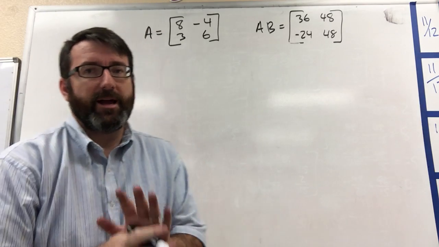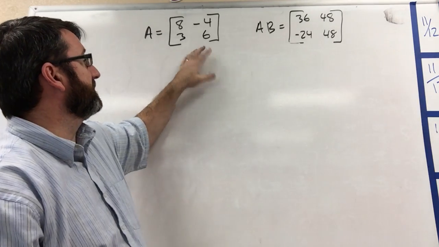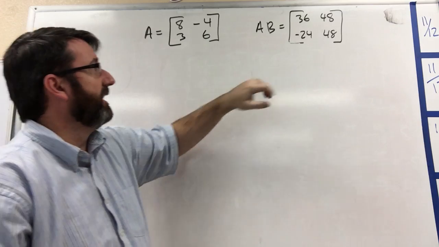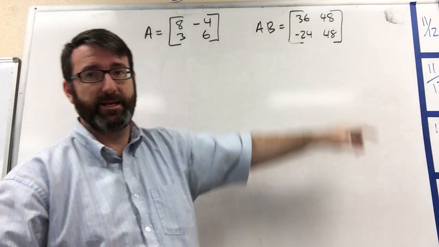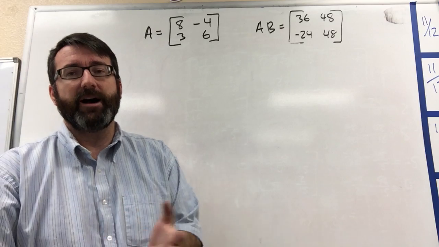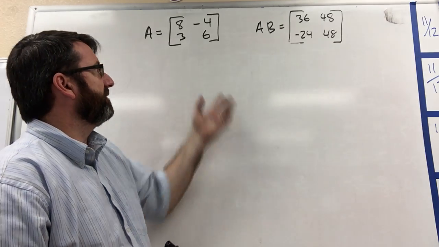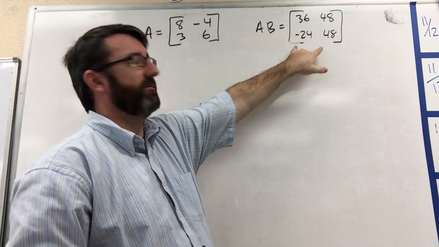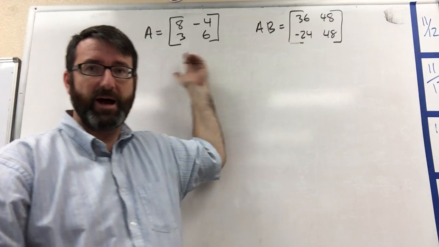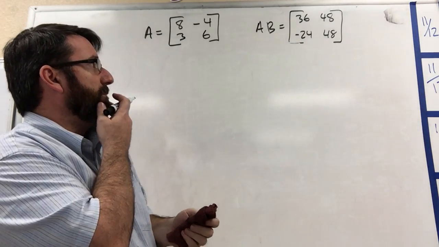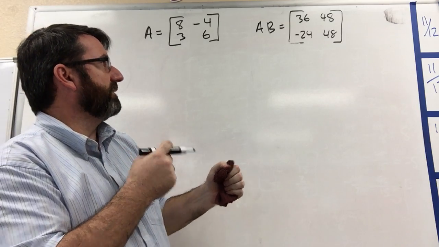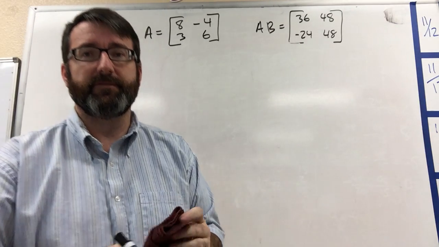All right, for number 49, we're given two matrices. We're given this matrix and we're told that's matrix A. And we're given this matrix and we're told that's matrix A times B. And we're asked to find B. Now, if these were numbers, we would just divide A times B by A and be left with B. But there's no such thing as matrix division.